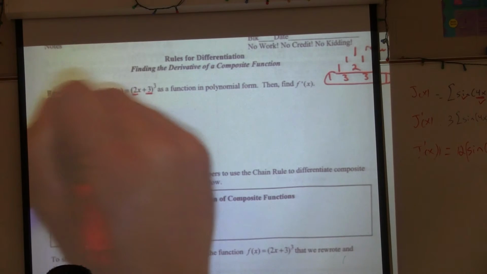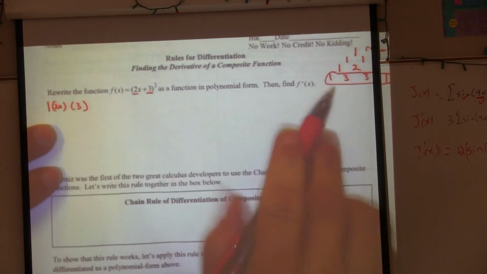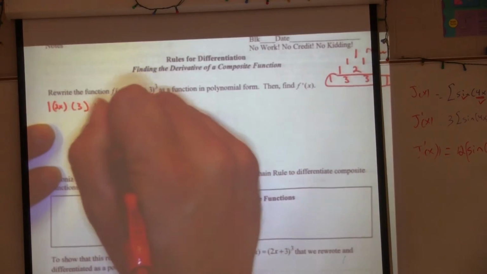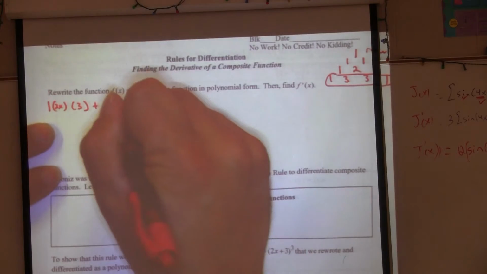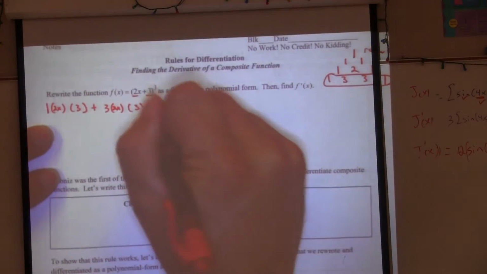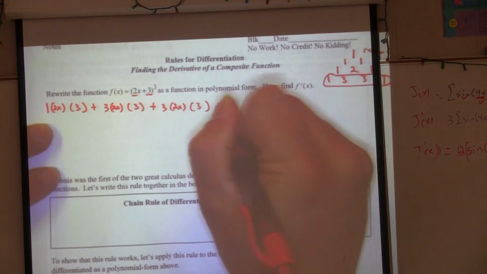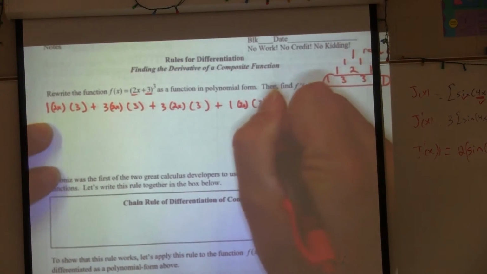So we write down parentheses, parentheses, 2x, right? 3, and we put the 1 in the front from there. Plus 3, parentheses, parentheses, what goes in there? 2x and 3 again. Plus 3, parentheses, parentheses, 2x and 3. Plus 1, parentheses, parentheses, 2x and 3.